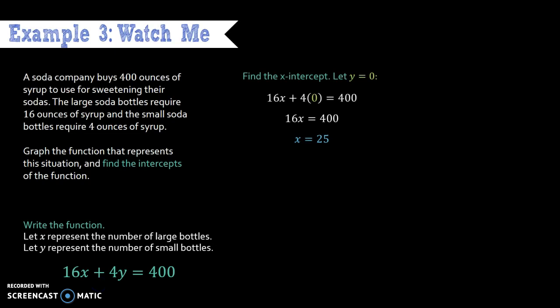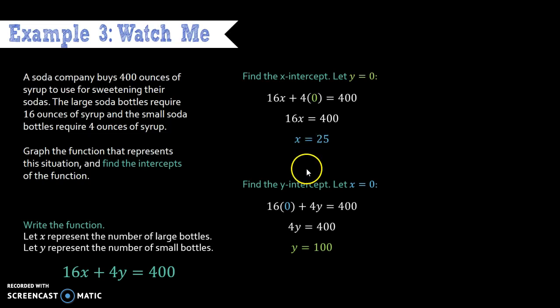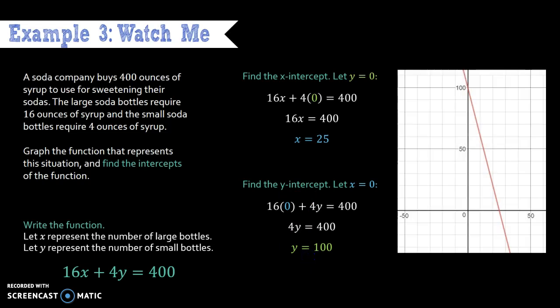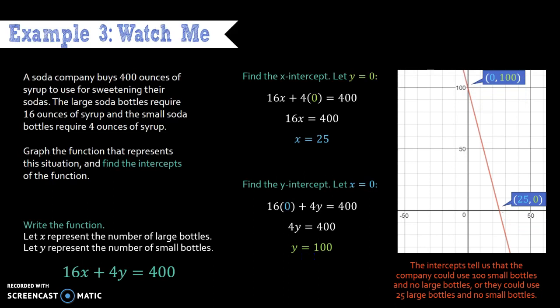When I plug in y equals 0 and use my order of operations to solve, I get that x is equal to 25. When I find my y-intercept by letting x equal 0, I use my order of operations to find that y equals 100. So I'm going to use those 2 points on a graph. Here's the point 25, 0 and the point 0, 100 and connect them with a straight line.